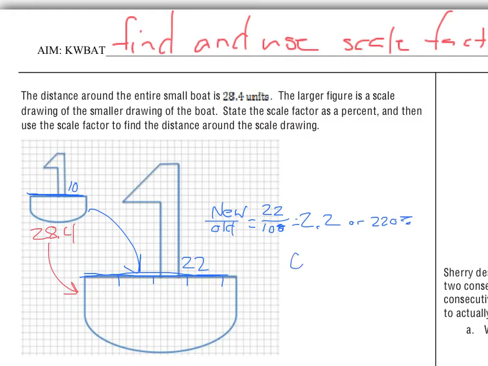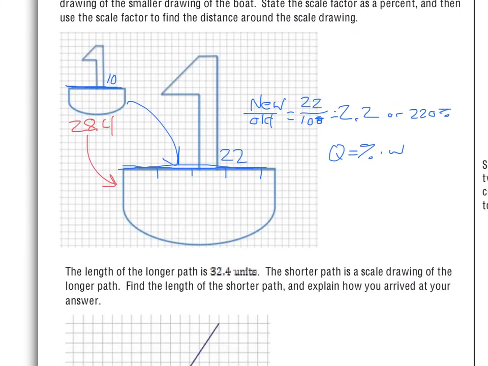And so now if I want to use that, I know my scale factor is 220%. I can use my equation. Q is equal to percent times whole. So we're trying to find out what this 28.4 would be scaled. And so we can scale any linear distance, using this same scale. So this is going to be 2.2 times our original, which is 28.4. Tells us our new distance for this would be 62.48 units.